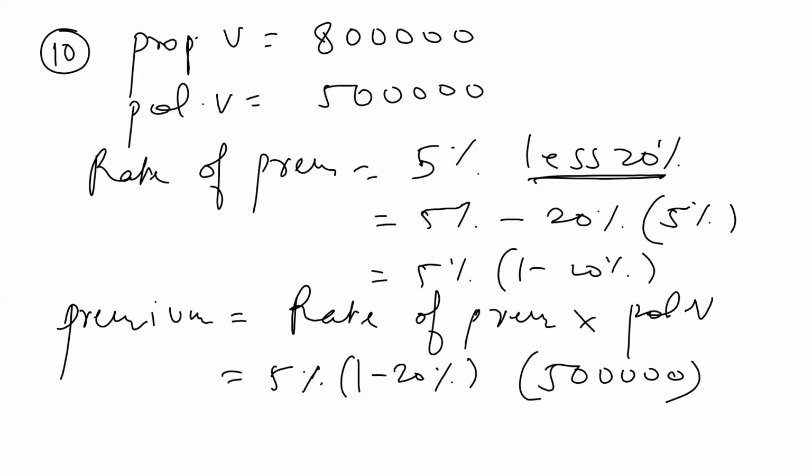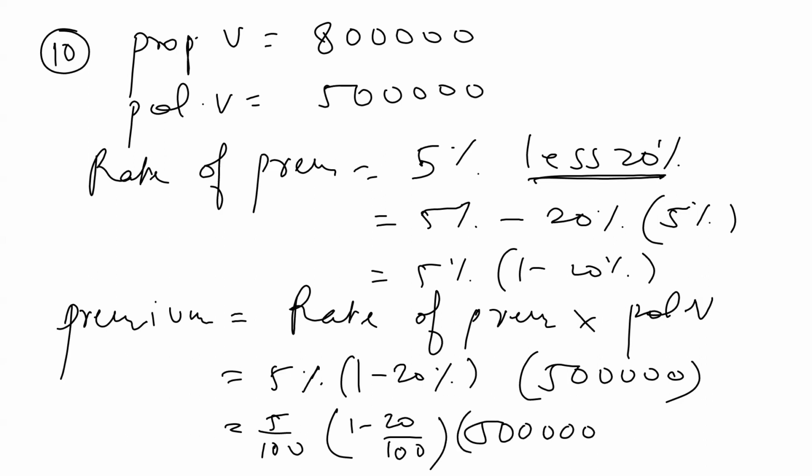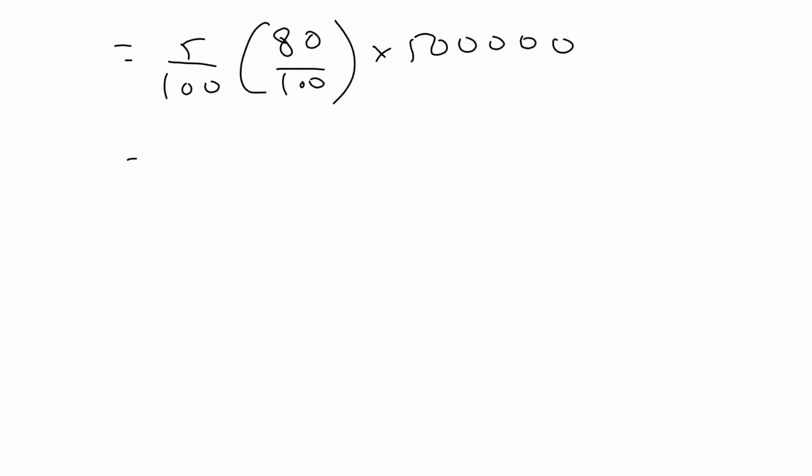So this will be 5 upon 100 into 1 minus 20 upon 100, into 5 lakh. Okay, 5 upon 100 into 80 upon 100 into 5 lakh. So 4 zeros here and 4 zeros here are getting cancelled. So this is 25 into 8, that is 200, and two more zeros. So this is the premium that the customer is paying.